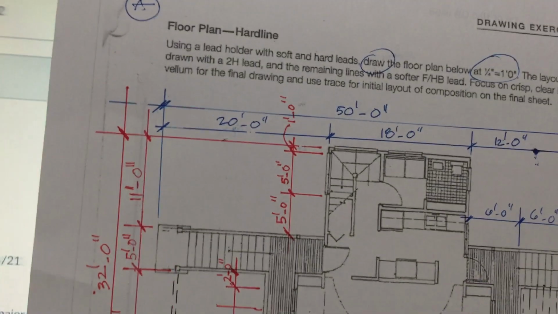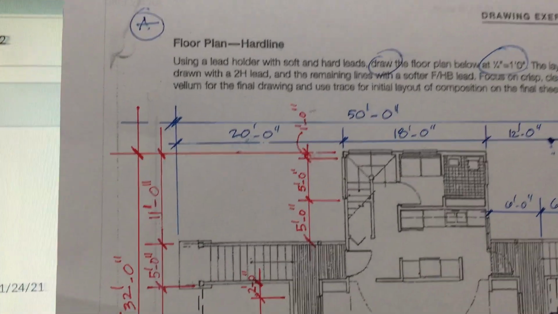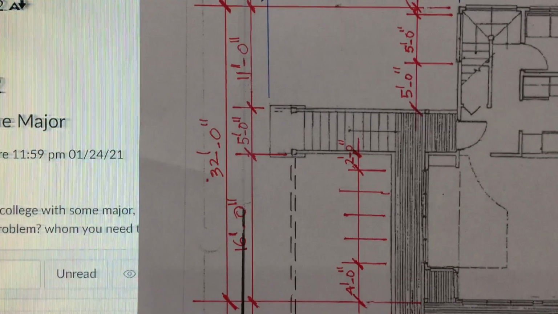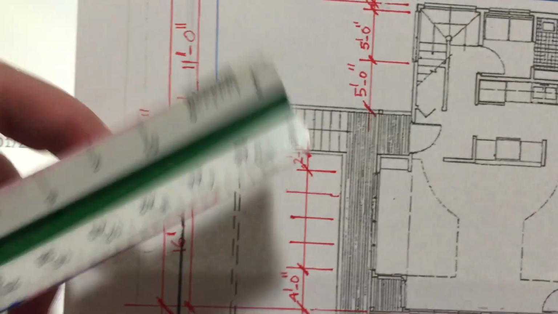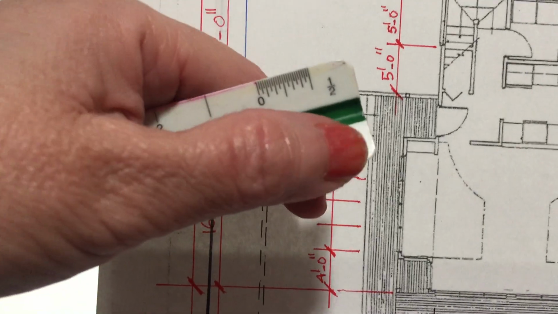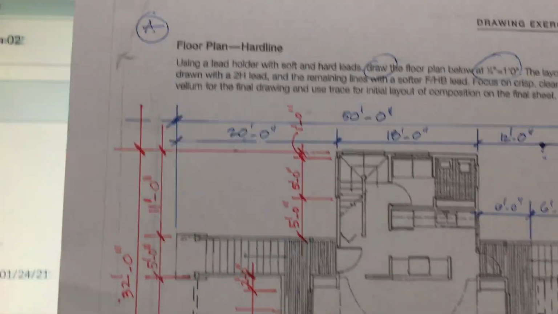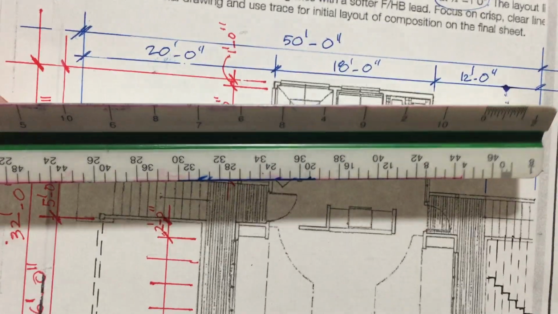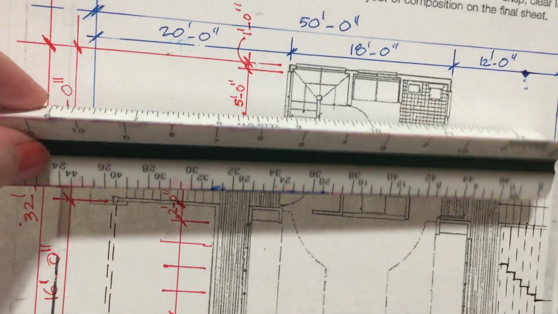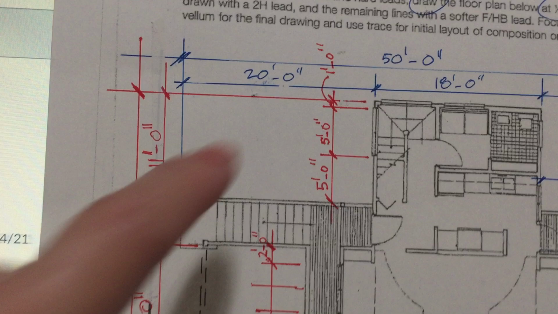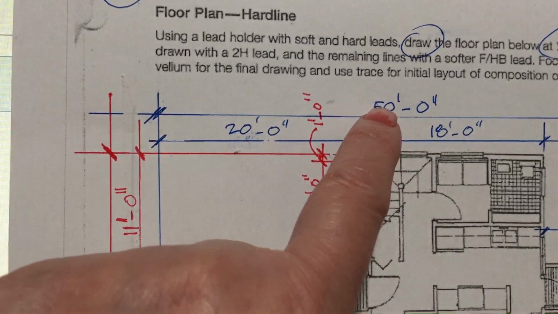That means I use the scale 1/8. This is the scale 1/8. You can see that the number right here is 1/8. And I measure the longest one from here to here, and I count that it is 50. So I put the number I measured right there.